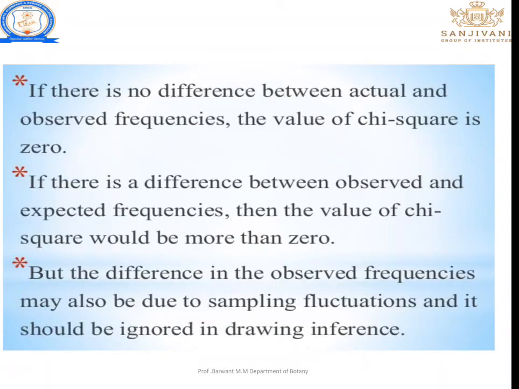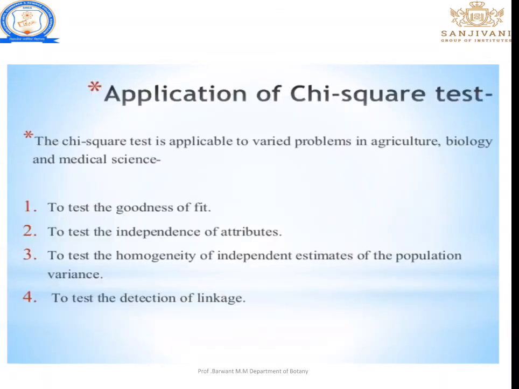And there are the tests of significance in 3 points. First, if there is no difference between observed value and expected value, chi-square is 0. If there is a difference between observed value and expected value, chi-square is more than 0. That means 1, 2, 3, and so on. But the difference may be actually due to fluctuation in the sample that is given.